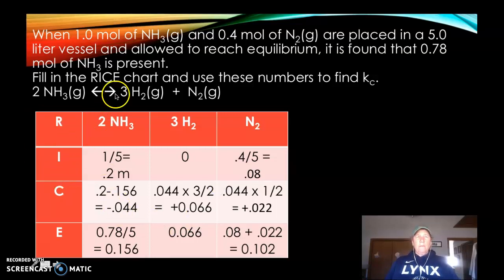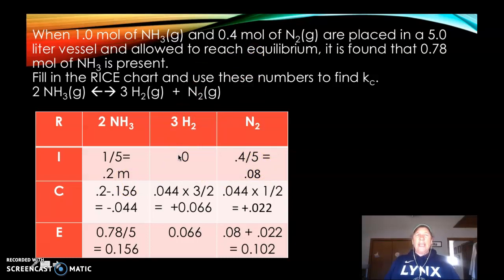So we got 1 mole of ammonium and 0.4 moles of Na are placed in a 5-liter vessel. To find my concentration, I have to take my moles divided by my liters: 1 divided by 5, 0.4 divided by 5. That's how I get my concentration. If it doesn't list one and it's a product, it's 0.